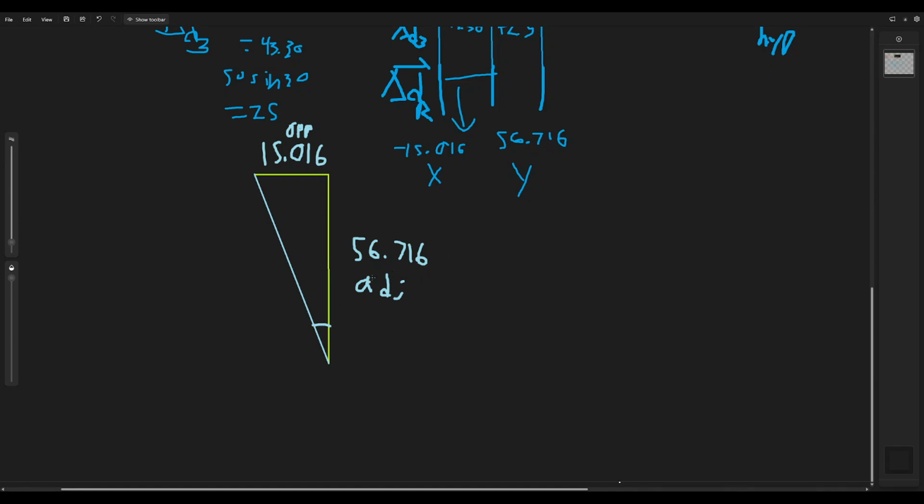So a little bit flipped. That's a thing you've got to learn: adjacent isn't always going to be x, and opposite isn't always going to be y. So our hypotenuse, we would just do 15.016 squared plus 56.716 squared. Square root that, and after square rooting that gives me 58.71. So our hypotenuse here is 58.71.